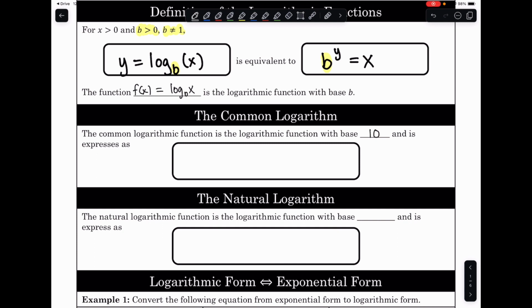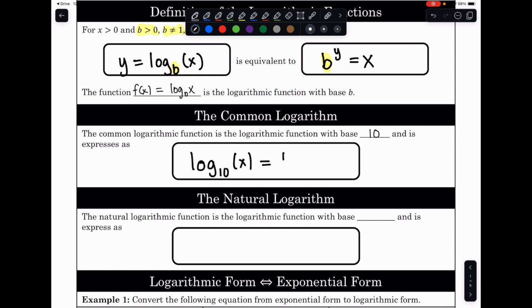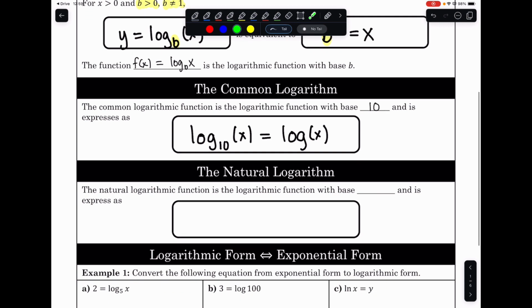When our base is 10, which is written like this, log base 10 of x, we only write the log part. So for the common log, this 10 is not written. For any other log, for any other base 2, base 3, base 4, we have to indicate the base. But for the common log, we do not indicate the base, because the base is understood to be 10 in those situations. The other one is the natural log.